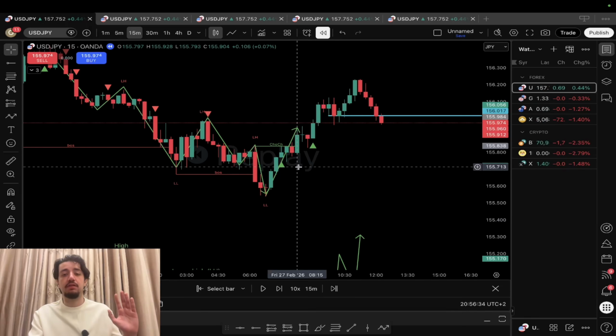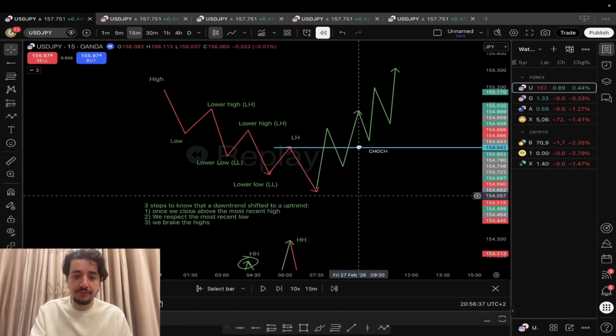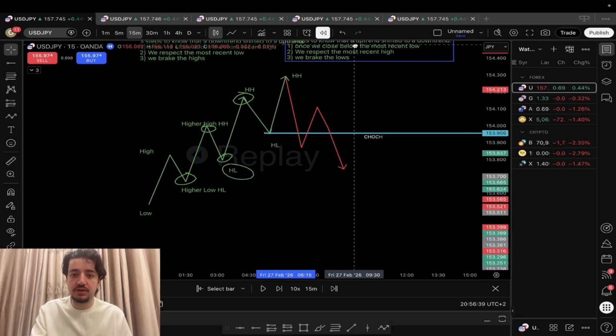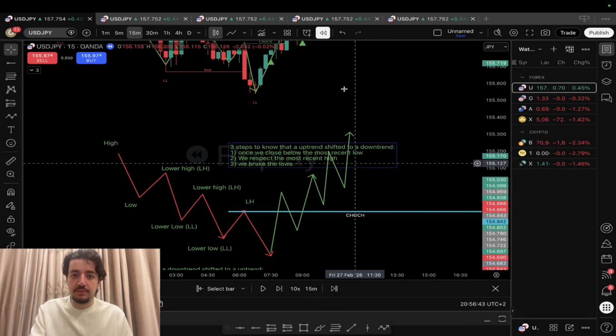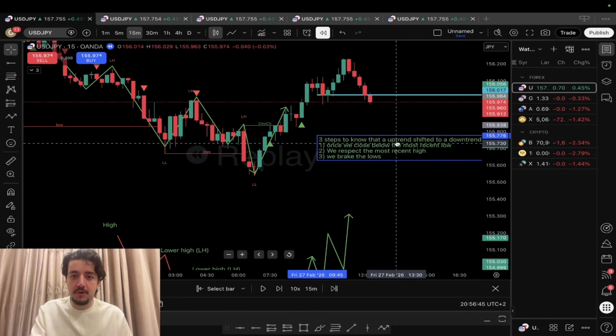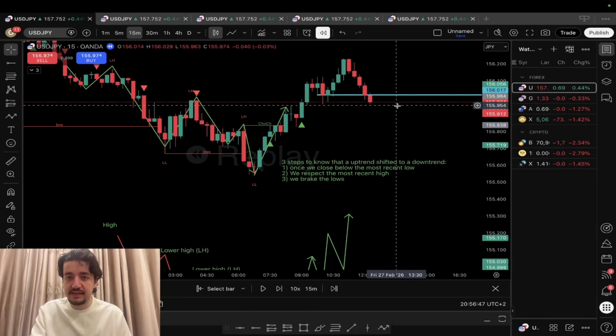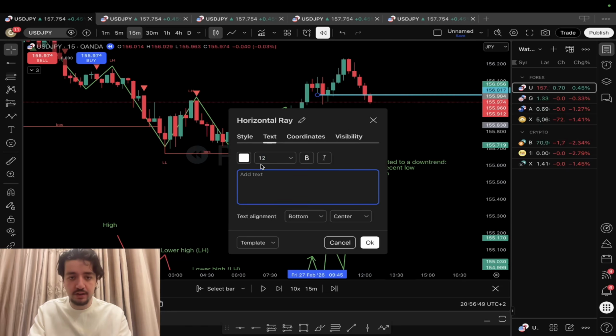Oh, okay. What is this? Let me bring up the 3-step verification so you guys can see what I'm talking about. Boom. Amazing. So this is the first step. What is this called right here? It's called change of character.